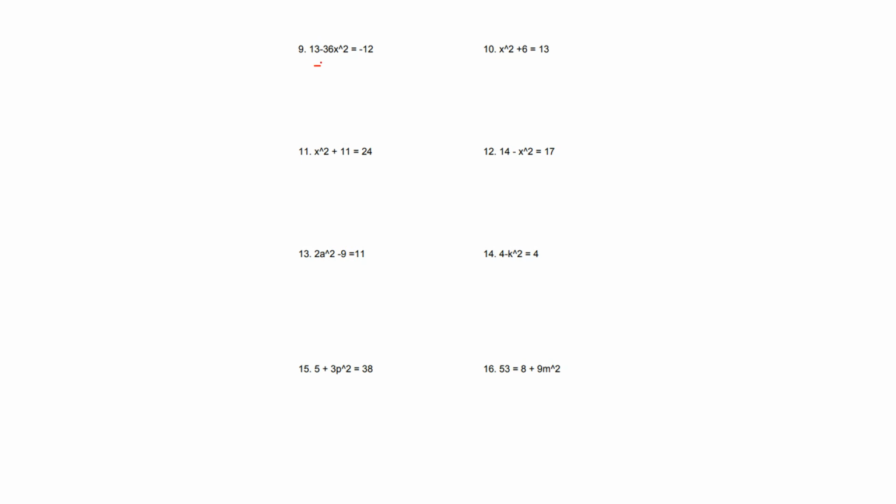Number 9, move the 13 to the other side, so it becomes negative 25. Divide both sides by 36. But if you notice, 25 divided by 36 is not going to be a nice number, so we could just leave it in fractions. Take the square root of both sides, then it becomes plus or minus square root of 25 over 36. When you're doing fractions, you could just treat it like it's a number, so it becomes x equals plus or minus 5 over 6. It's just the square root of 25 over the square root of 36. Move the x6 over to the other side, so it becomes 7. Square root both sides, so it becomes plus or minus square root of 7 for our answer.